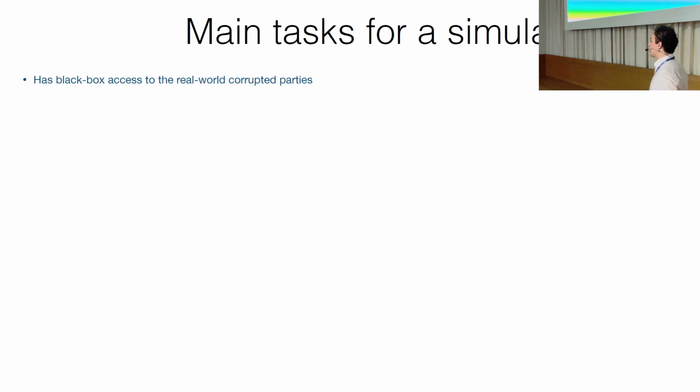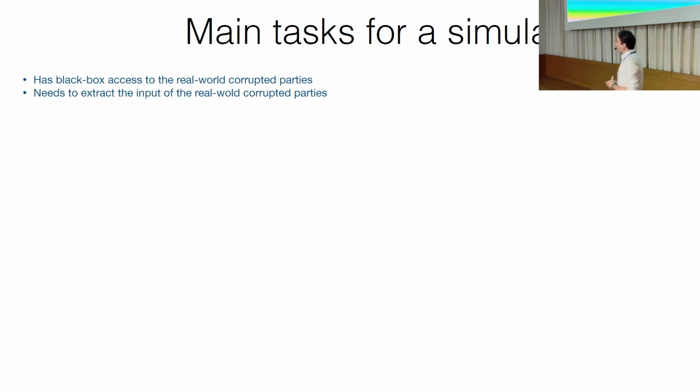A corrupted party, an adversary, is just a polynomial time algorithm. So in the case of black-box simulation, the simulator has oracle access to the adversary. It can query the adversary, and it can restart the adversary. It's just an algorithm, so you can do whatever you want. It's like having a local program that you can reset, and you can do anything.